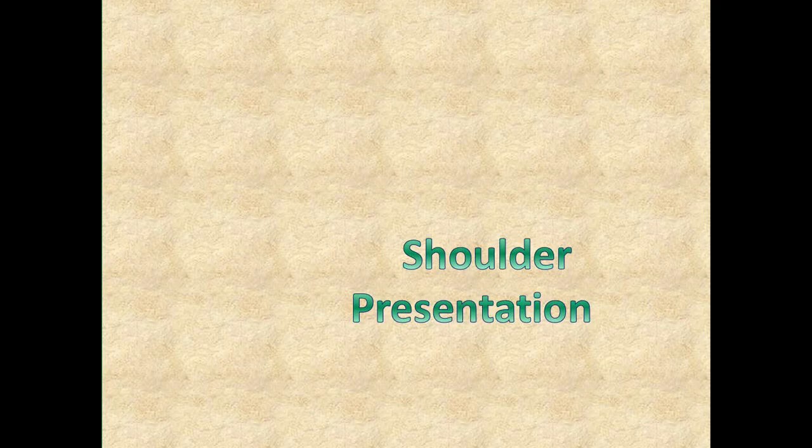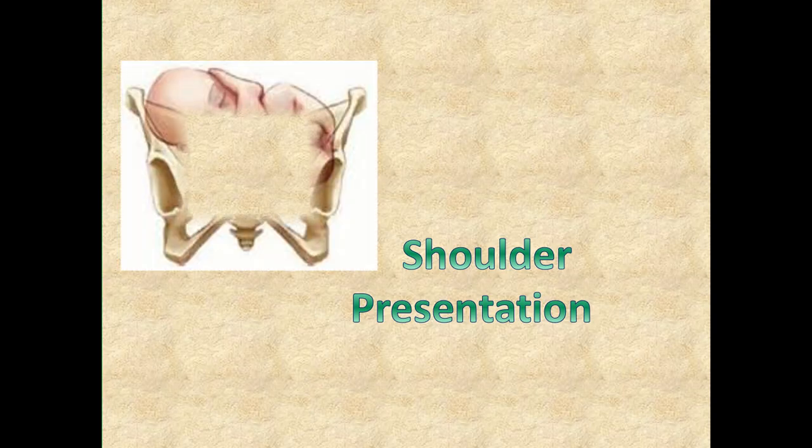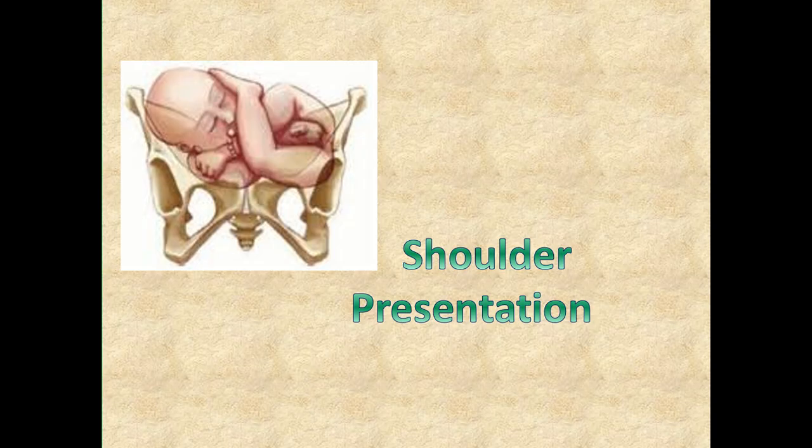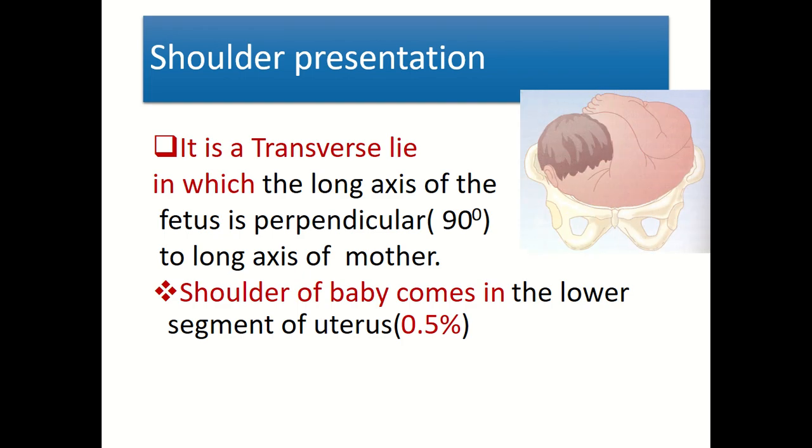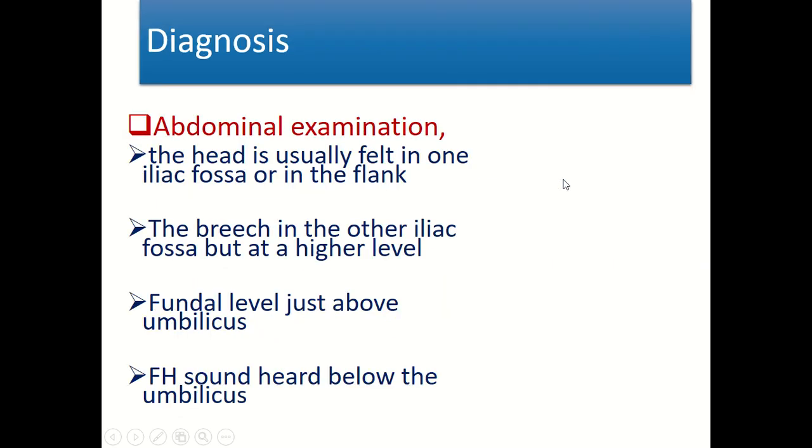I think that is basically about breech presentation and other malpresentations. Now, for shoulder presentation, we also talked about it, so in this video I am not going to exhaust it so much. We say the shoulder presentation occurs in transverse lie. In transverse lie, the long axis of the fetus is perpendicular to the long axis of the mother. In shoulder presentation, the shoulder of the baby comes in the lower segment of the uterus and occurs in 5%, as you can see in this photo.